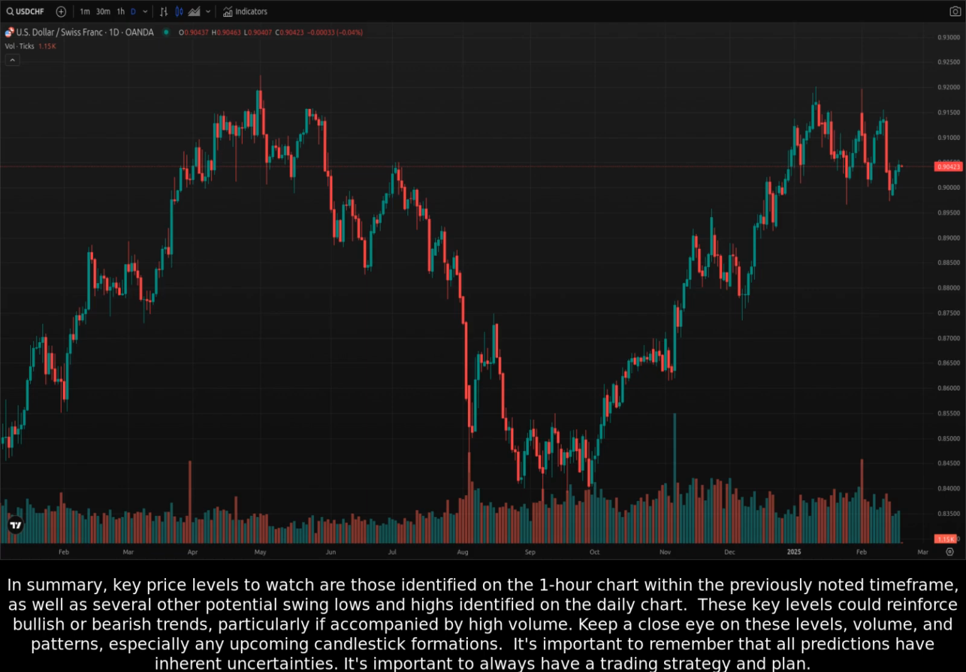In summary, key price levels to watch are those identified on the 1-hour chart within the previously noted time frame, as well as several other potential swing lows and highs identified on the daily chart. These key levels could reinforce bullish or bearish trends, particularly if accompanied by high volume. Keep a close eye on these levels, volume, and patterns, especially any upcoming candlestick formations.